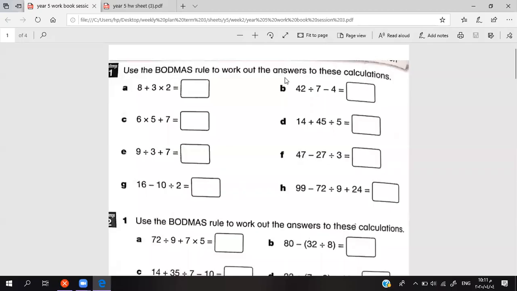Okay, guys, now I need you to open page 144 in the workbook. It's the last thing we're going to do today, inshallah. It's called order of operations.